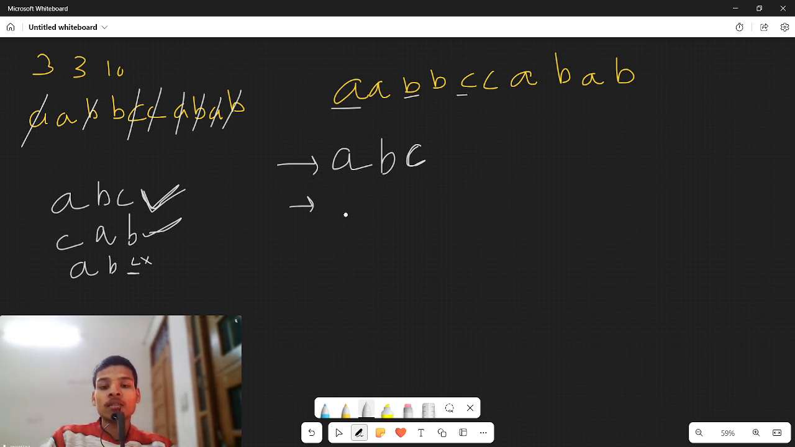Now I'm getting a C. Is C there in this pair? No, C is not there, so I will put it. Now I'm getting A again. Is A here? No, A is not here, so I will put A also. Now you can see whether there is B in this pair. No, B is not there, so I will put B also.